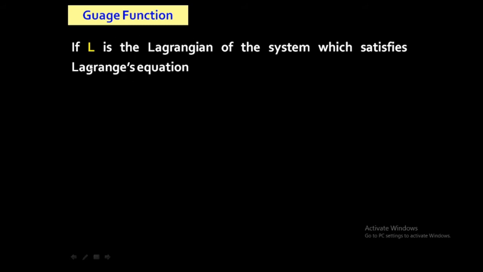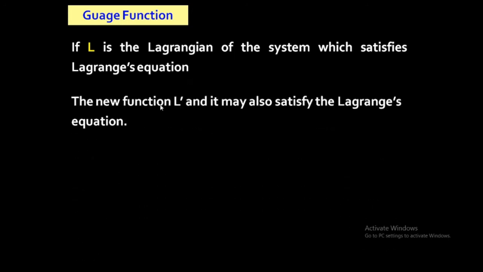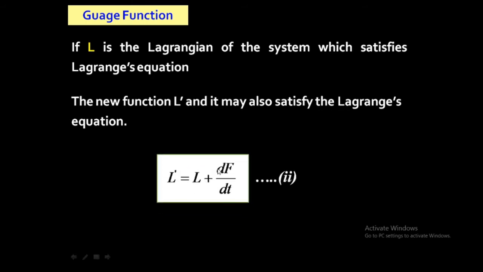Consider that L is the Lagrangian of the system which satisfies the Lagrangian equation. Now we have to construct a new function that is called L dash, and L dash will be L plus df by dt. As I said, L plus df by dt is nothing but L dash.